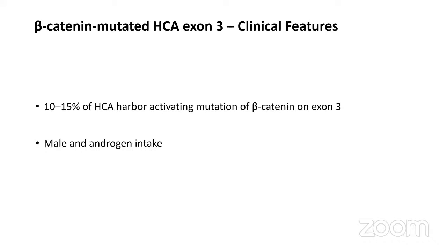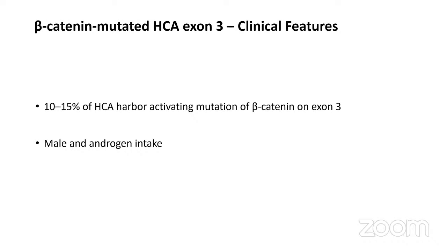So the third type of adenoma we are going to talk about is the beta-catenin mutated adenoma, the exon 3 beta-catenin mutated adenomas. These are mostly seen in males and associated with androgen intake, and 10 to 15% of the adenomas are exon 3 beta-catenin mutated adenomas. These do not have any specific radiological features as compared to the first two.